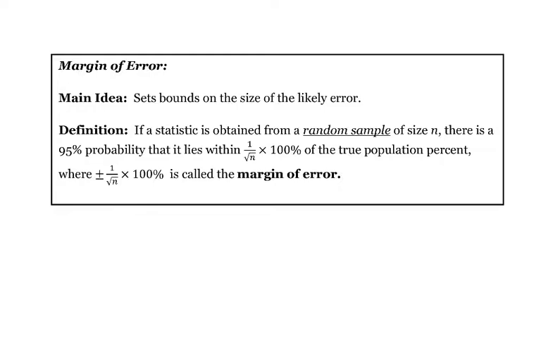So the margin of error essentially sets bounds on the size of the likely error. It is possible to have errors within our statistics, and so we want to make sure that our errors are as small as possible. We want to make sure we set bounds to not allow big errors to happen.